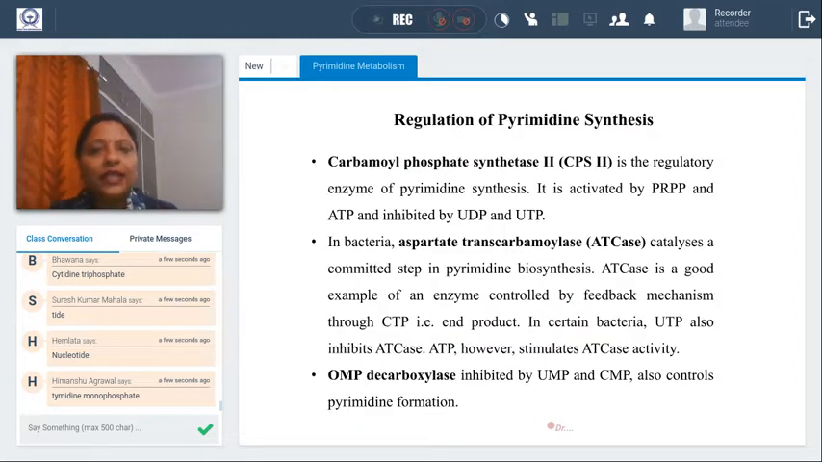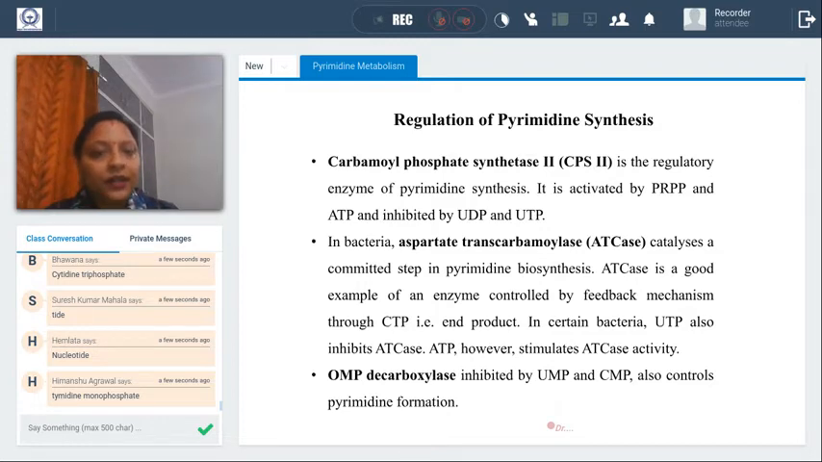Then regulation of pyrimidine synthesis, or we can say the regulatory enzymes of de novo synthesis of pyrimidine, that are carbamoyl phosphate synthetase II. CPS II is the regulatory enzyme of pyrimidine synthesis. It is activated by PRPP and ATP and inhibited by UDP and UTP. It is controlled allosterically by a feedback mechanism. So this is the important point: the mechanism is controlled by feedback.